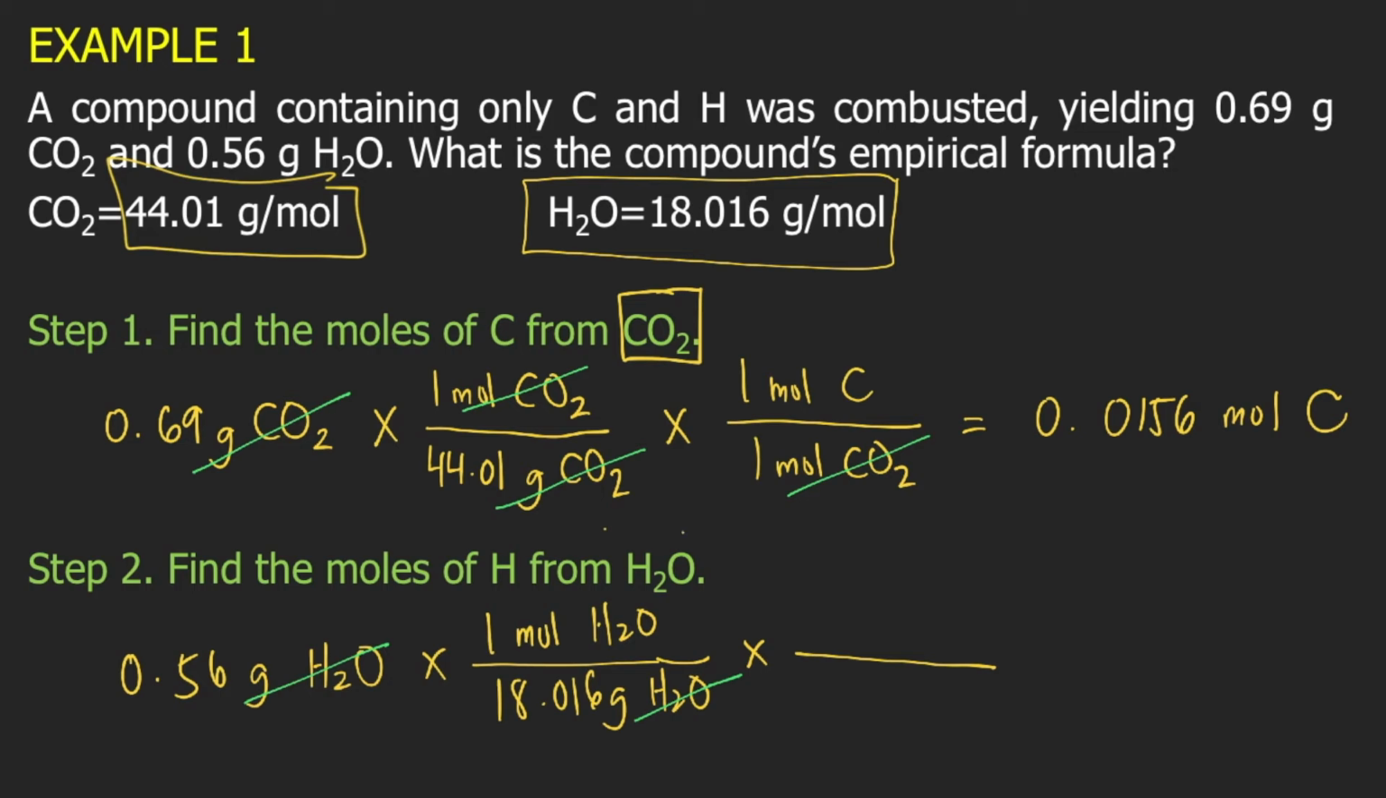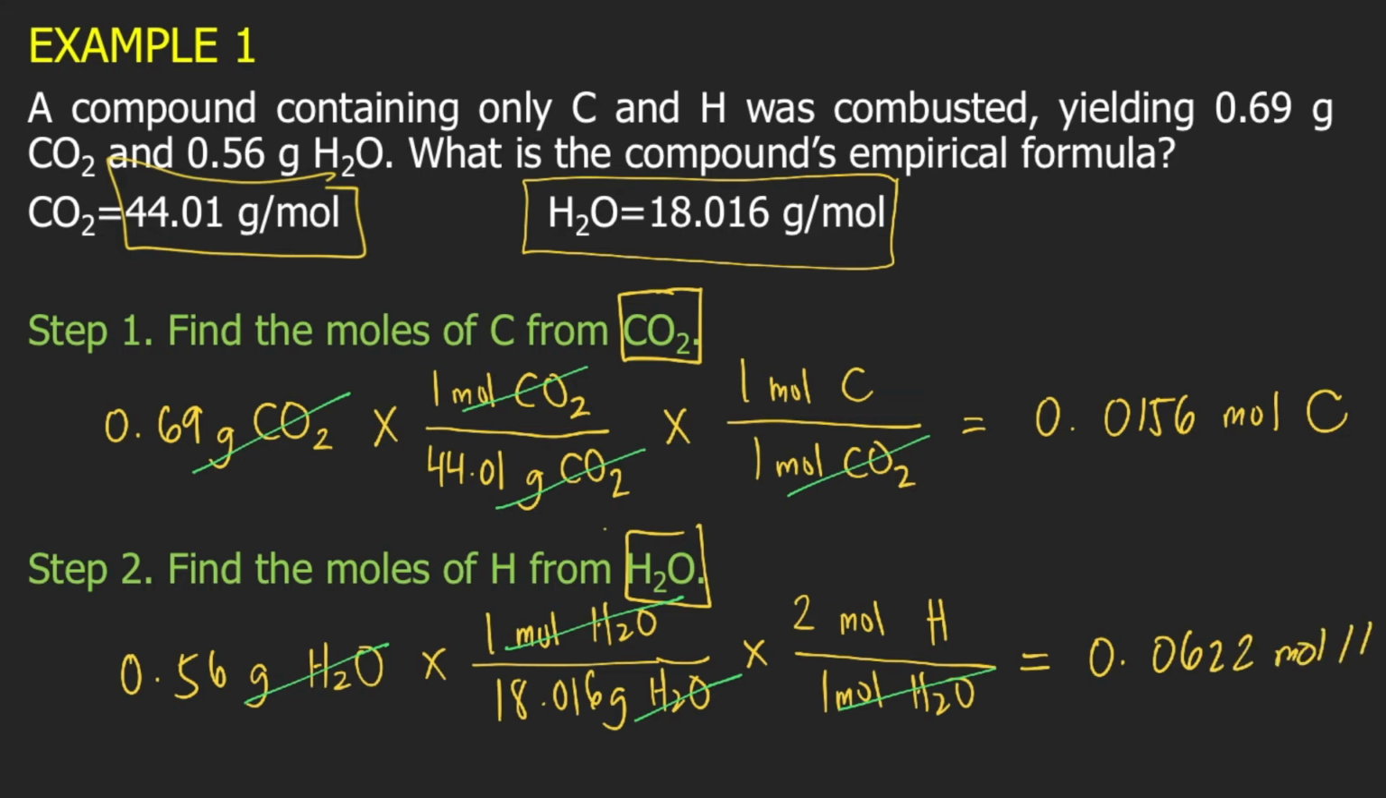So just by looking at the formula, 1 mole of H2O contains 2 moles of hydrogen because it's H2O. So 1 mole of water has 2 moles of hydrogen. So the moles of water will cancel out, and this leaves you the moles of hydrogen. And if you solve this in your calculator, you will get 0.0622 moles of hydrogen. So that's for step number 2.